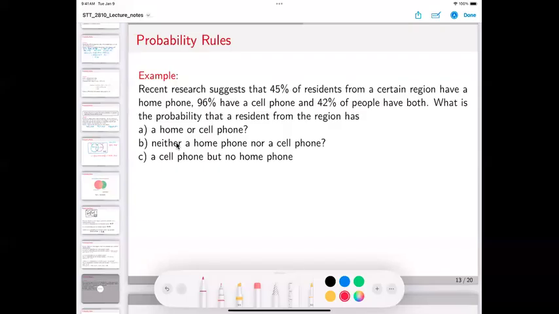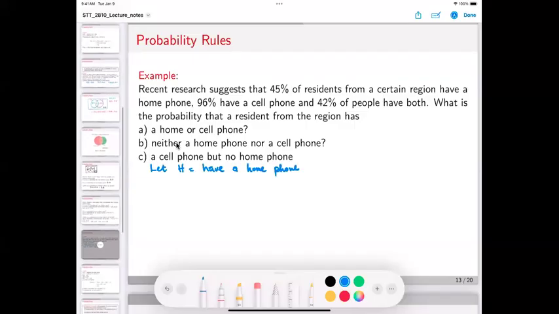So let's do it together. When we read this, we see that we could let H equal to have a home phone, and then C equals have a cell phone. Is that okay? Now, how do we show this?